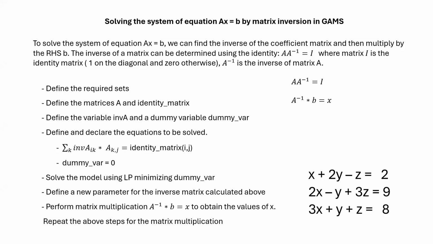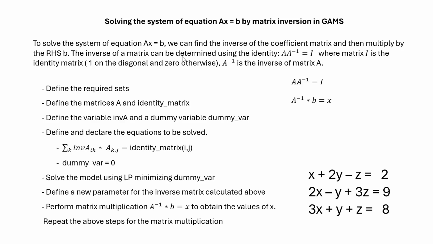Okay, so to solve the system of equations AX equals B, we can find the inverse. We can rewrite this as X equals A inverse multiplied by B. So to be able to solve for X, we find the inverse of the coefficient matrix A, and then multiply by the right-hand side B.